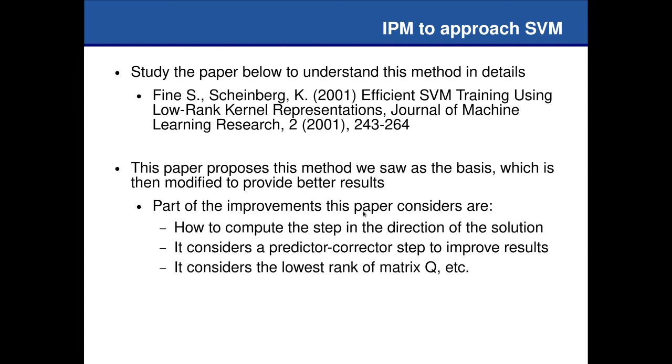Okay. Part of the improvements that the paper brings in its second part is how to compute the step in the direction of the solution, just to make it faster. It considers a predictor-corrector step to improve results. This is actually to improve results in terms of the gap, in terms of the primal and dual space. It also reduces the rank of matrix Q. So instead of using the full rank matrix, they just reduce it to have a small problem, at least. Okay?